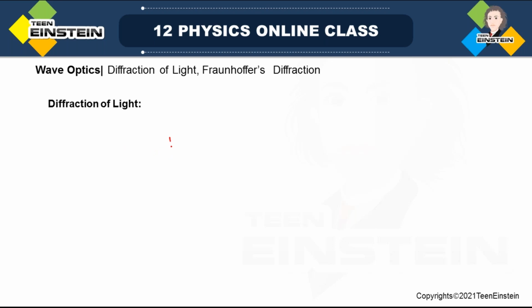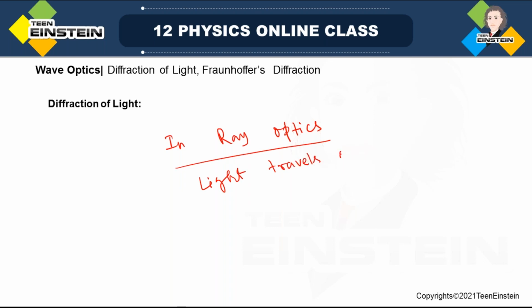See, in ray optics, what we have learned is that light travels in a rectilinear path, right? What does it mean?